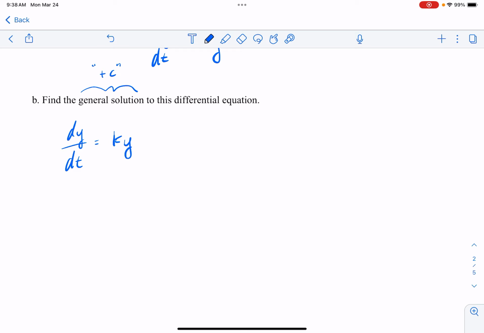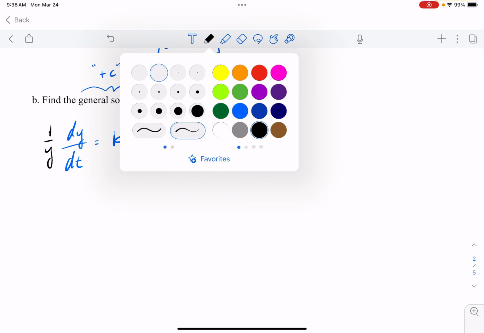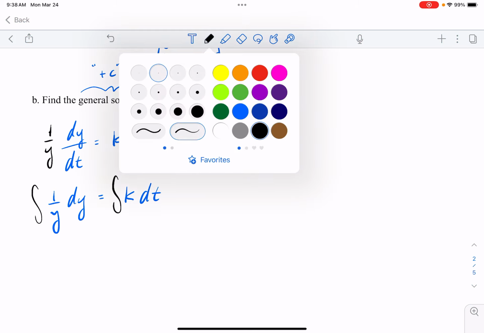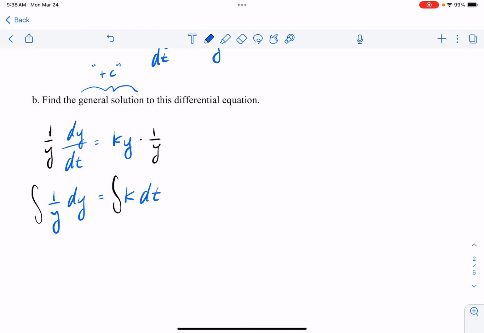So the way that I move that y over is that I'm going to multiply both sides by 1 over y, and I'm going to multiply both sides by dt, right? So this ends up being 1 over y dy is equal to k dt. Okay, well, this is just begging to be integrated, right? We've got this dy and dt. So let's integrate both sides of this equation. On the left side, we know the integral of 1 over y is the natural log of the absolute value of y. And the integral of k with respect to t is kt plus c, right?